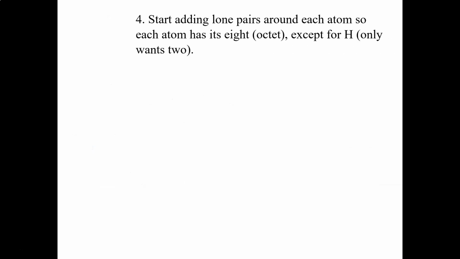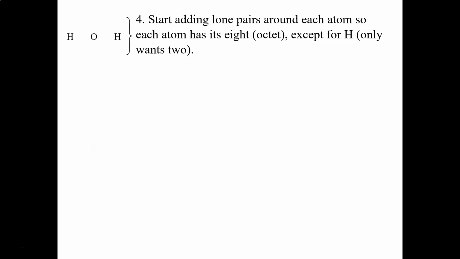All right, step 4. Now we're going to go through and add in lone pairs around each atom, so each atom has its octet of valence electrons, because that's what makes it stable. That's the whole reason it's actually bonding with other atoms, because when they share, the atoms want to have 8 valence electrons. Except for H. Don't forget, hydrogen wants to be like its nearest noble gas, which is helium. Helium only has 2, so hydrogen only wants to have 2.